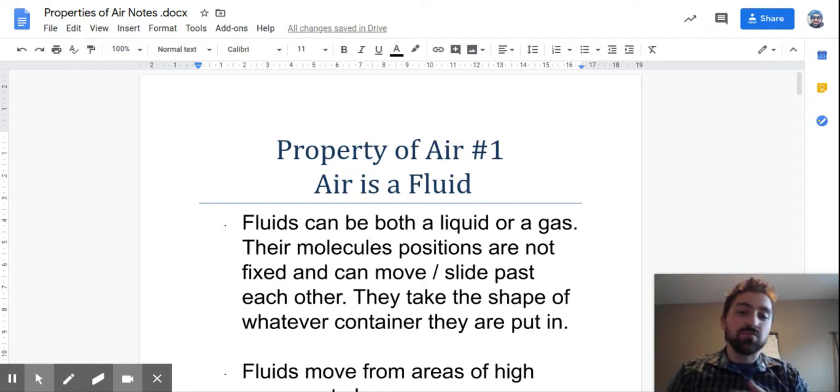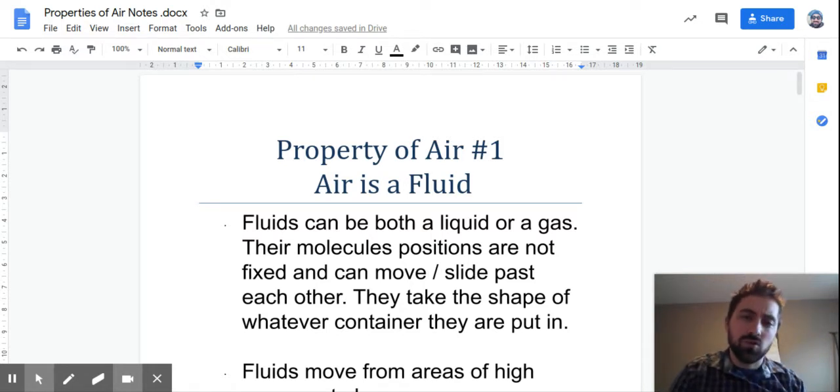So first off, air is a fluid. Now, fluids can be both a liquid or gas. When you think of a fluid, normally you think of something like a liquid, like water or oil or anything that we have seen that flows. Their molecule positions are not fixed and they can move or slide past each other. They take the shape of whatever container that they are in.